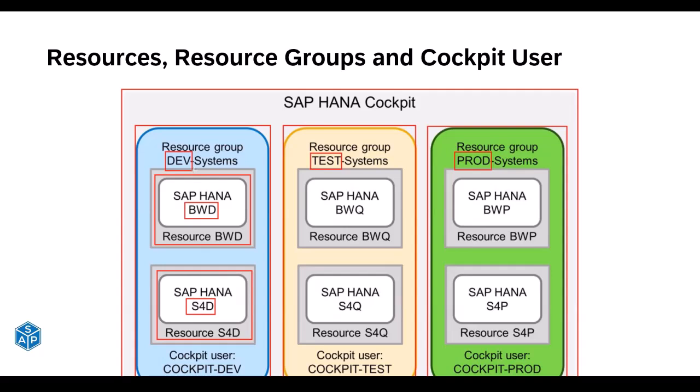It's up to you, you can create it any way. You can create one resource group for your S4HANA development landscape, where you can add your system DB and your tenant database in that resource group. Then here you can see this is your BW quality resource. You can add your BW quality database and your S4HANA quality database.